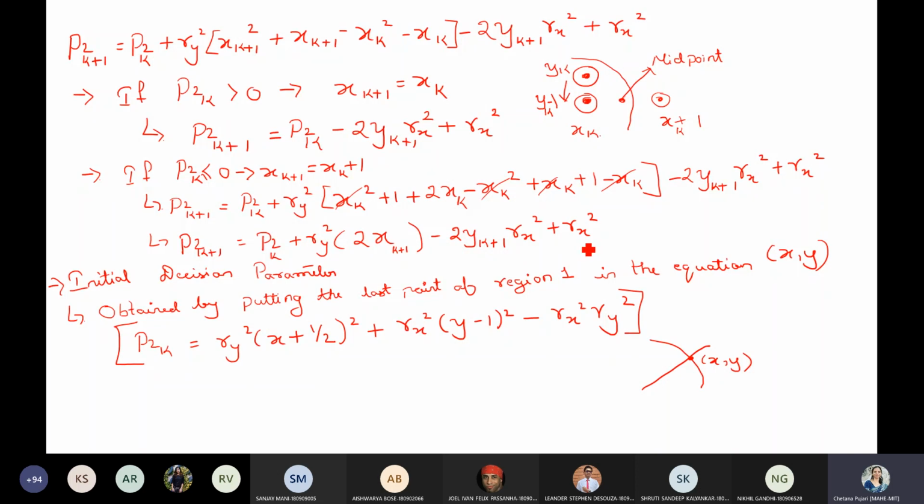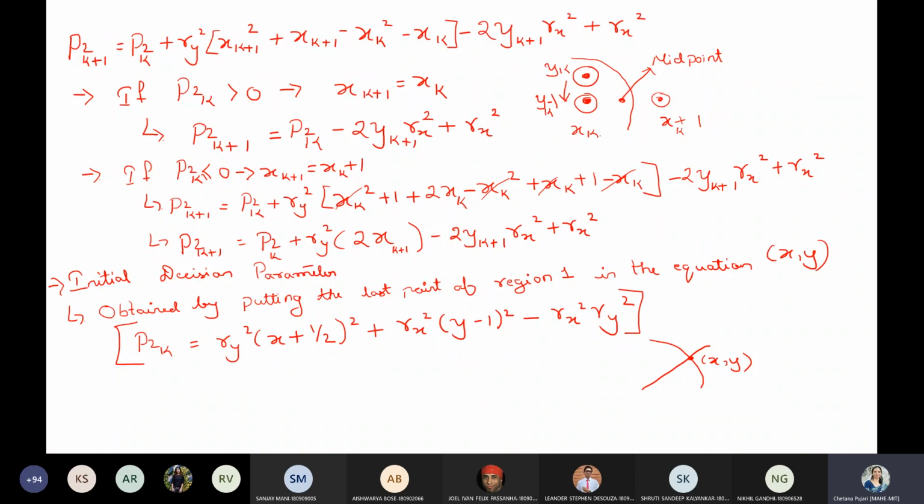Okay, so this is the final equation which you get when your decision parameter value is less than or equal to 0. So once this is done, the next step is to calculate the initial decision parameter. So at region 2, what is the starting point of our region 2? You are going to obtain the starting point of region 2 at the end of region 1, right?